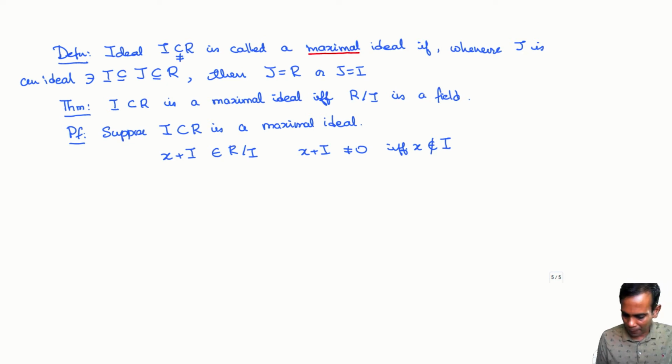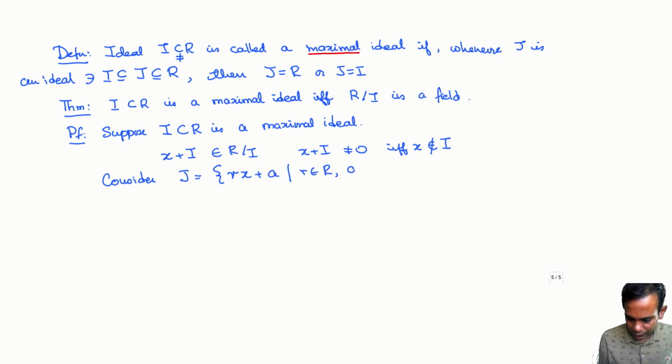So x is not in I. Now consider the ideal J equals all elements of the form rx plus a, where r belongs to R and a belongs to I. It's not difficult to see that J is again an ideal. So this is an ideal exactly of this form. J contains I, and it is contained in R. But notice that J also contains the element x, but x is not in I. So that means J properly contains I. So this implies that J is equal to R.